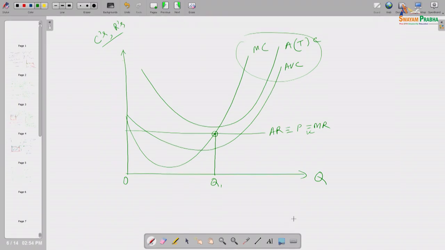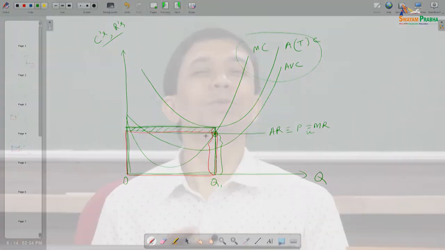So what will his profit be in that case? Look at here, at that quantity, this is the price. What is the average total cost? Average total cost is this, the average total cost per unit of output. So how much total cost? Total revenue in this case is this red box and this green box is total cost. So how much profit is that producer getting then? This small rectangular area with a negative sign, because total cost is exceeding total revenue.